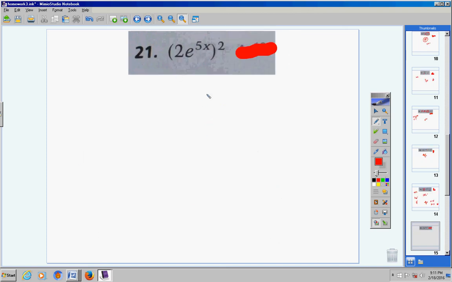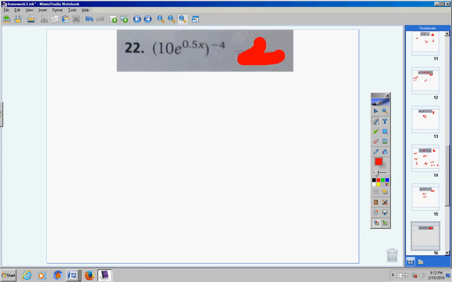Number 21. All right, here we go. We have this expression being raised to the second power, it's one term. So take your 2 and multiply it through your exponents. 2 times 1 is 2. 2 times 5x is 10x. The only thing left to do is simplify your 2 squared. That was probably the easiest one we've done. 4 e to the 10x. Number 22.